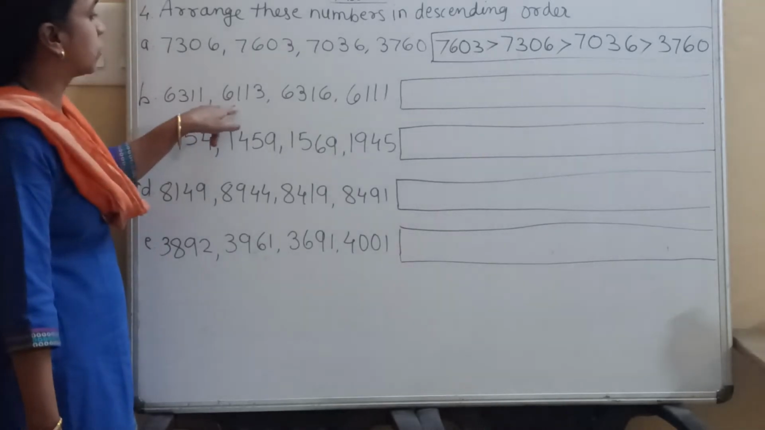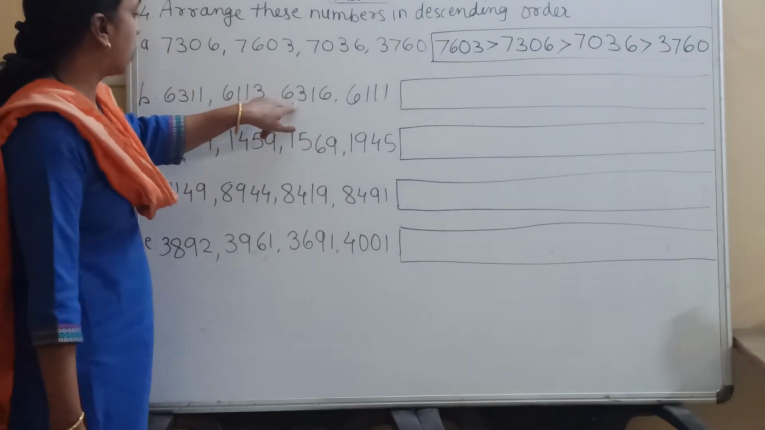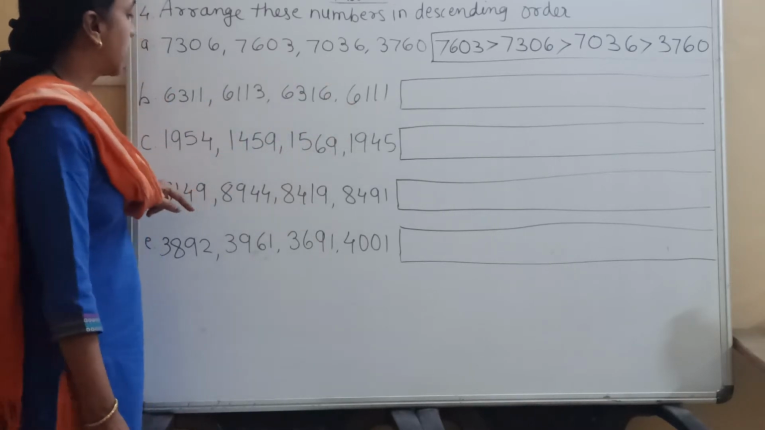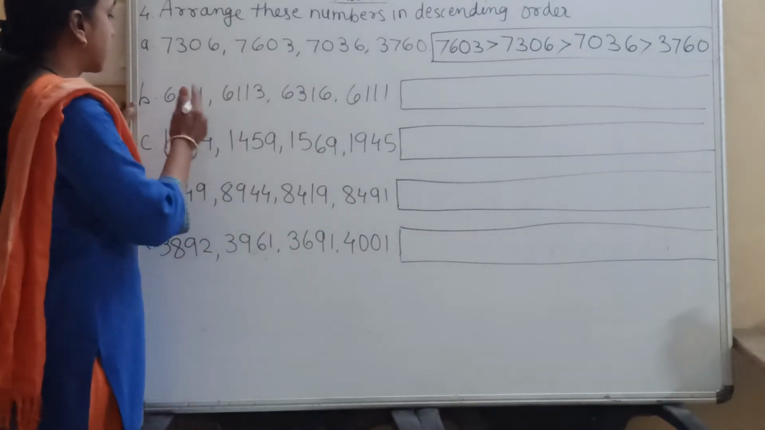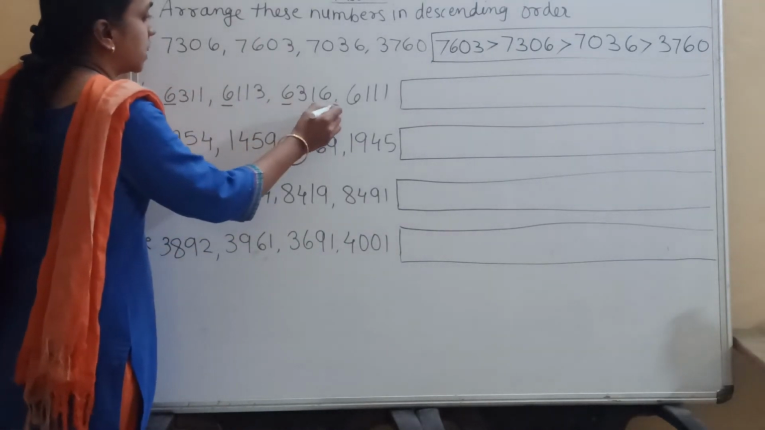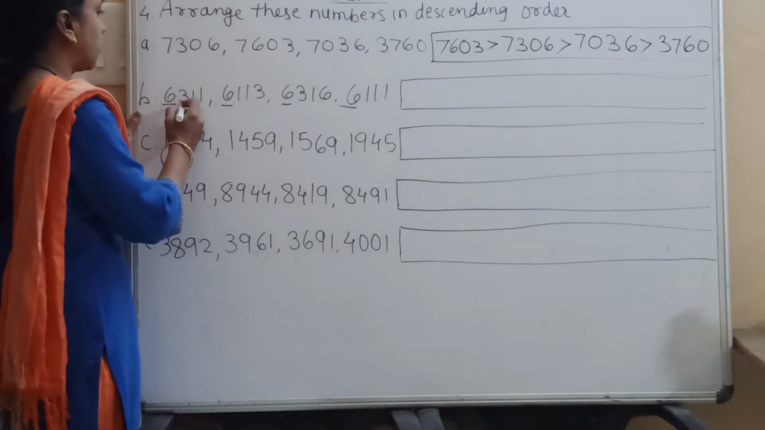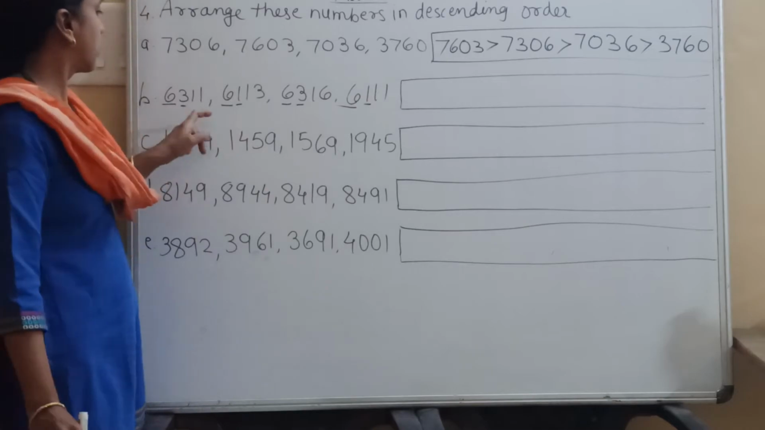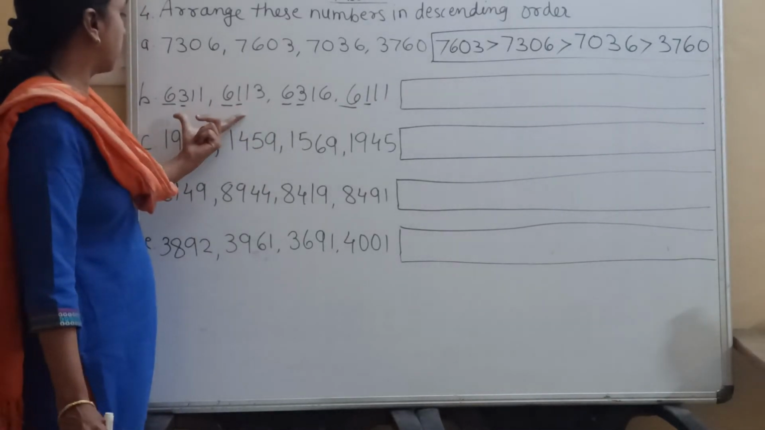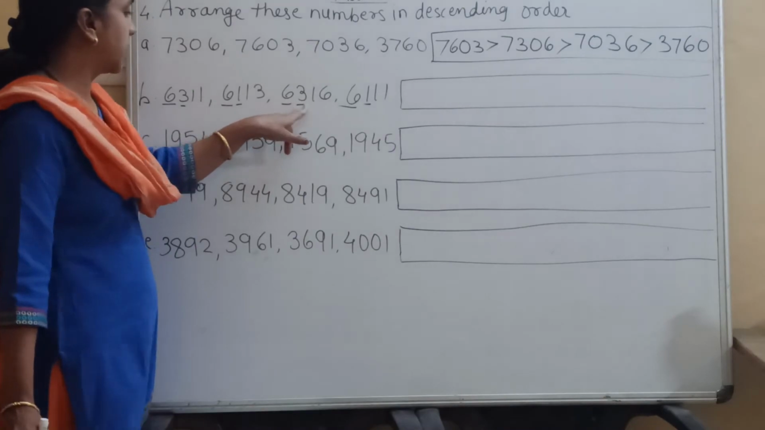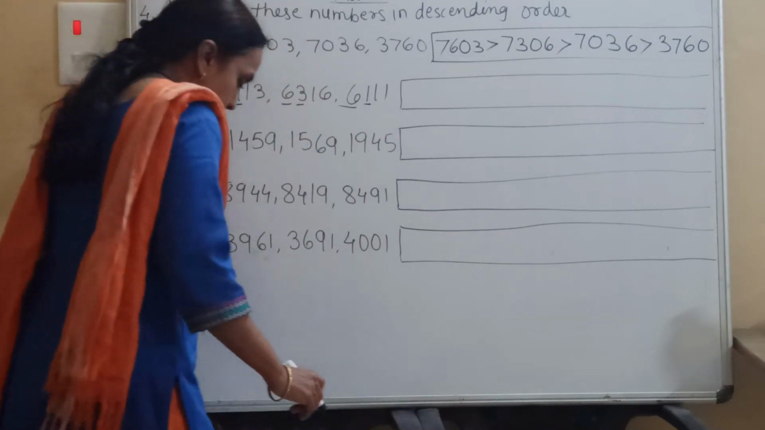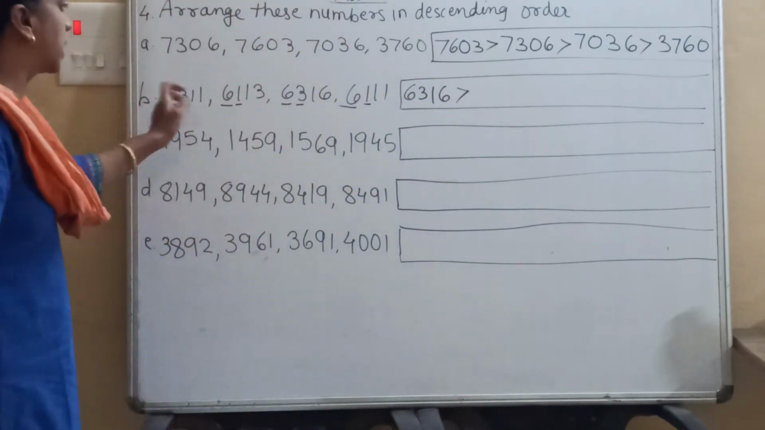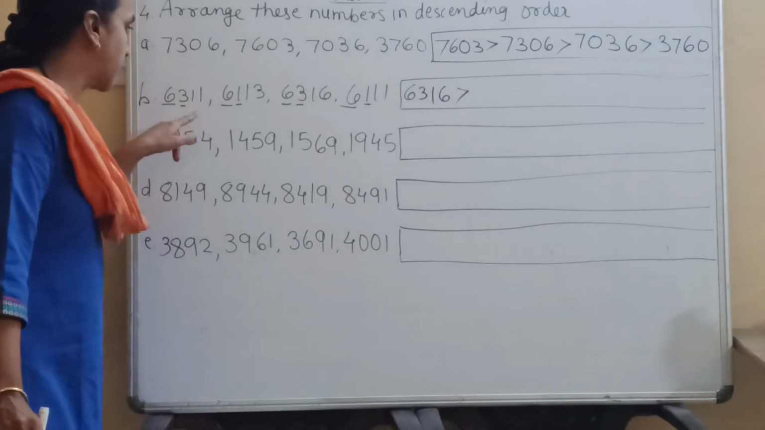6311, 6113, 6316, 6111. So among these numbers we can see the thousands digit is the same. Okay, so we have to compare the hundreds digit. Among these two numbers, 6316 is our bigger number. Then smaller than this number, 6311.